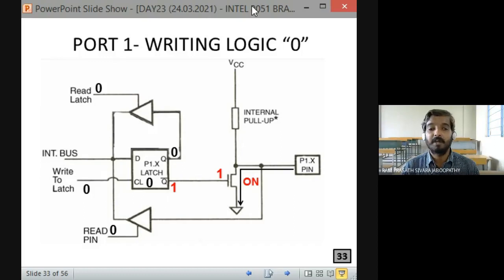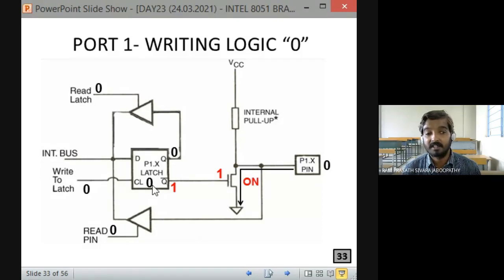Can you people imagine like this? Because I wrote 0 in the latch here, this transistor turned on. What does it mean when the field effect transistor is on? You consider this as a switch. So the path is closed, that means this pin is connected to ground. What about the logic available at the pin now? 0. Very good.